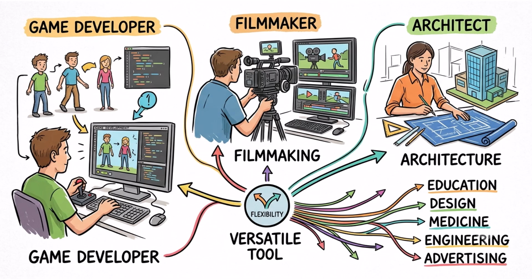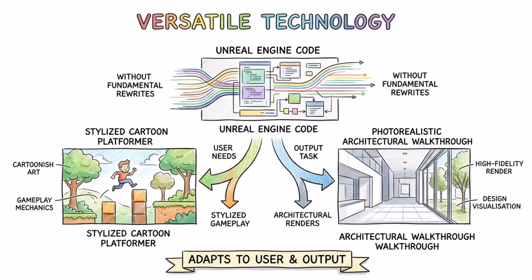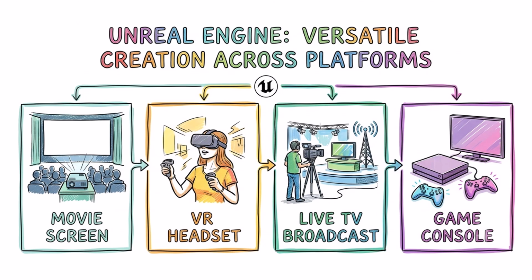A tool that works just as well for a game developer as it does for a filmmaker or an architect is the absolute definition of flexible. It means the underlying technology, the code that runs the engine, is versatile enough to handle a stylized cartoon platformer one minute and a photorealistic architectural walkthrough the next, without needing to be fundamentally rewritten for each task. It adapts to the user and to the output. Whether you're trying to display your creation on a movie screen, a VR headset, a live TV broadcast, or a game console, the engine can handle it.